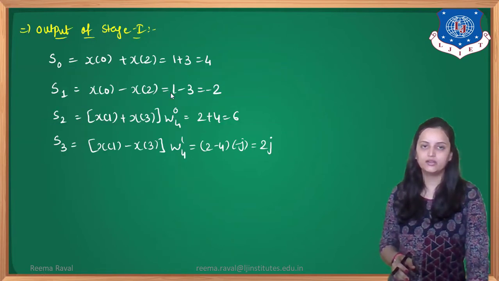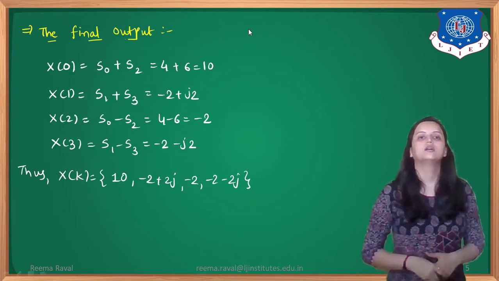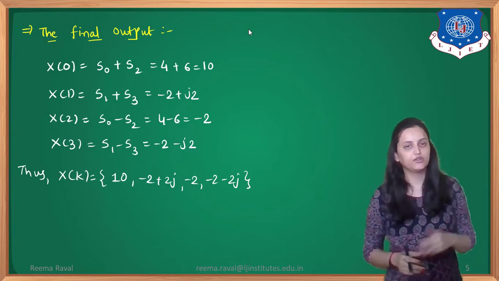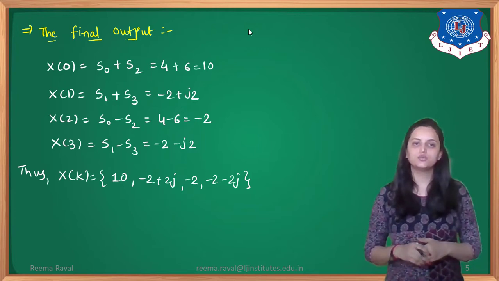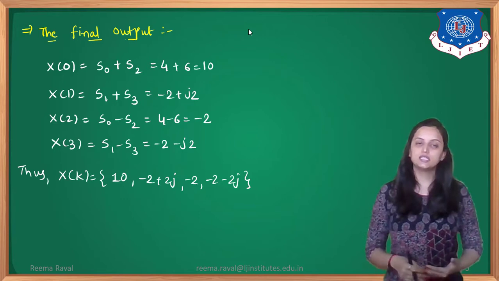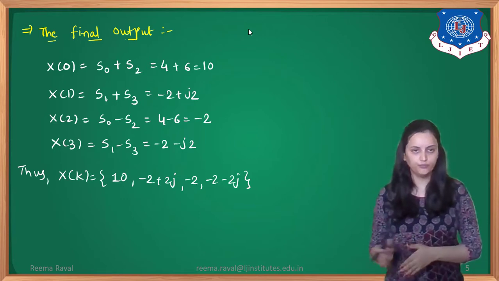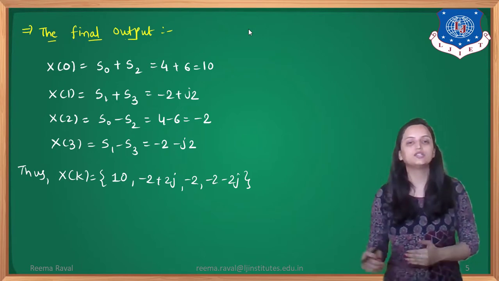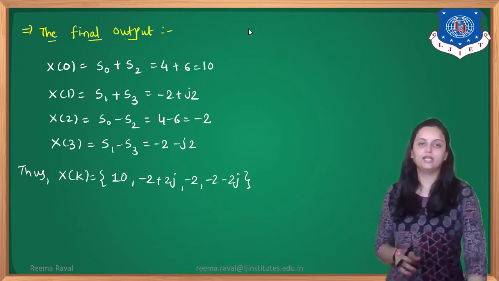So based on that, we can write down over here the first output, x of 0, that is equal to S0 plus S2, that is equal to 4 plus 6, that is 10. Next is x of 1, that is equal to S1 plus S3, that is equal to minus 2 plus j2. x of 2, that is equal to S0 minus S2, that is equal to 4 minus 6, minus 2. And x of 3, that is equal to S1 minus S3, that is equal to minus 2 minus 2j. So this is the final output as we have calculated.